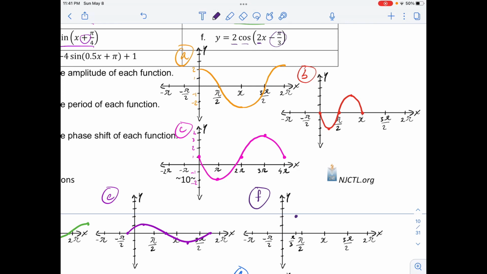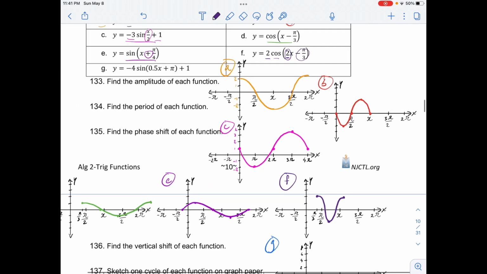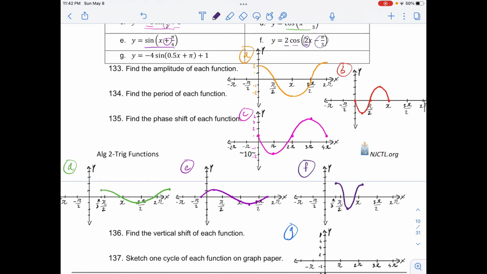Now we have a horizontal shrink of 2. So this means that one cycle now is not going to occur over 2 pi, but it's going to occur over pi. So if we add pi over 3 to pi, this is where our cycle ends. And right in between, we know that we have a minimum at negative 2. So one cycle of this function would look something like this. And we can plug in more values to get a better approximation of it. But that'll suffice for now.